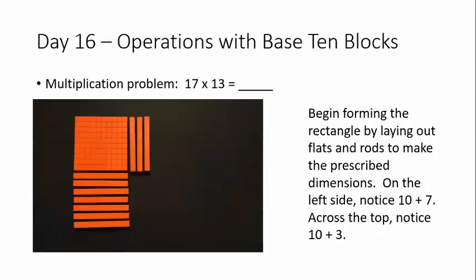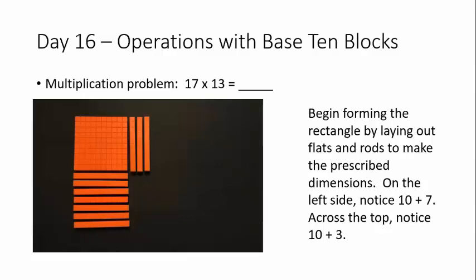We want to multiply 17 and 13. I'll begin by forming a rectangle by laying out flats and rods. The edge of a flat is 10 units, and the narrow end of a rod is 1 unit. So if you count down the left side in the picture there, you'll notice that I have 10 and 7. That's 17. Counting across the top, again, the edge of the flat is 10 units, and the narrow end of each rod is 1 unit. So I have 10 plus 3, which is 13. This begins the rectangle with dimensions 17 and 13.